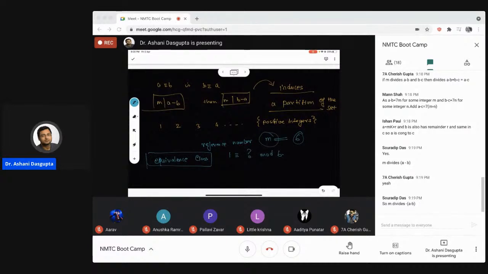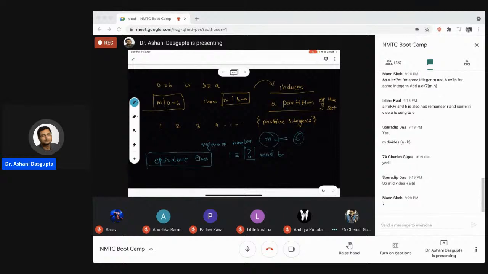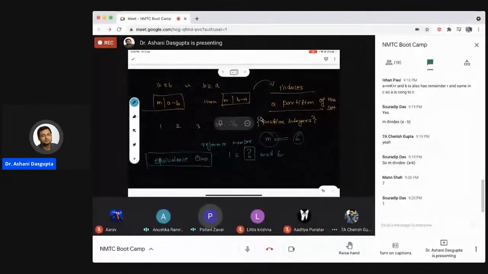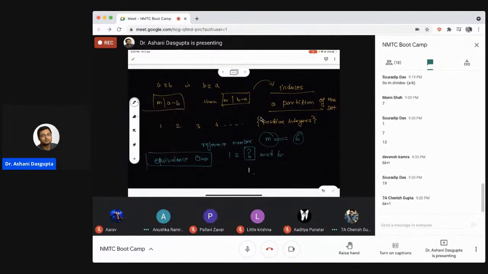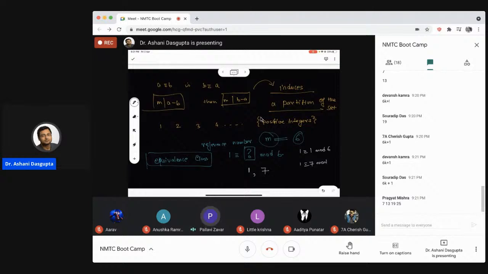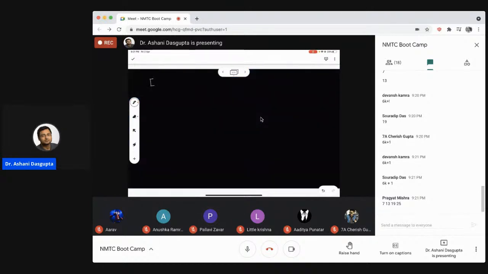So what can we put here? Can anyone tell me a couple of numbers? Okay. So 7, minus 13, minus 5 also. So 1 is there, 7 is there, because 13, 1 is congruent to 13 modulo 6. Actually, the form is 6k plus 1. It's already written in the public chat too. Okay, very nice. So what we have is let's write square bracket 1.